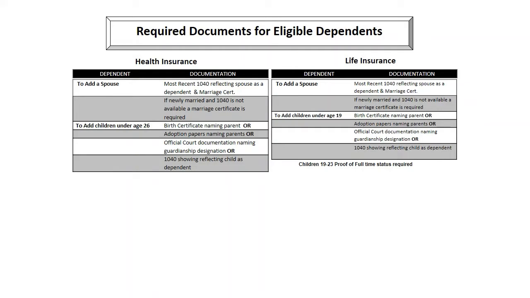These are the following examples of the different types of documentation allowed to be provided in order to establish the relationship for enrollment. Please note that for dependent life insurance for a child over the age of 19, they will require relationship verification and verification showing the full-time student status. These documents are only required if you are enrolling a dependent for coverage such as medical, dental, or life insurance. This documentation does not need to be provided if only adding a beneficiary for an item.